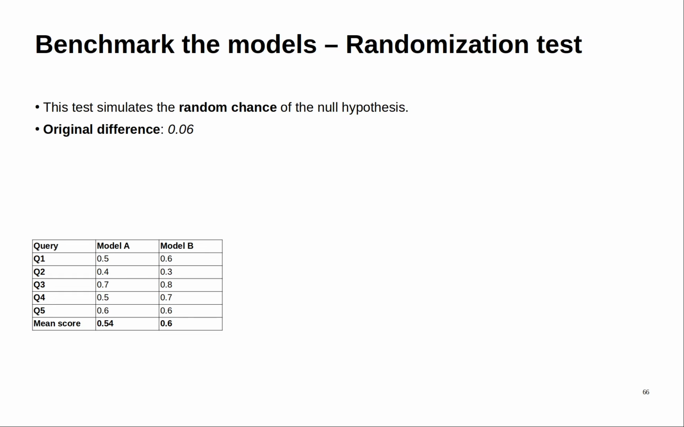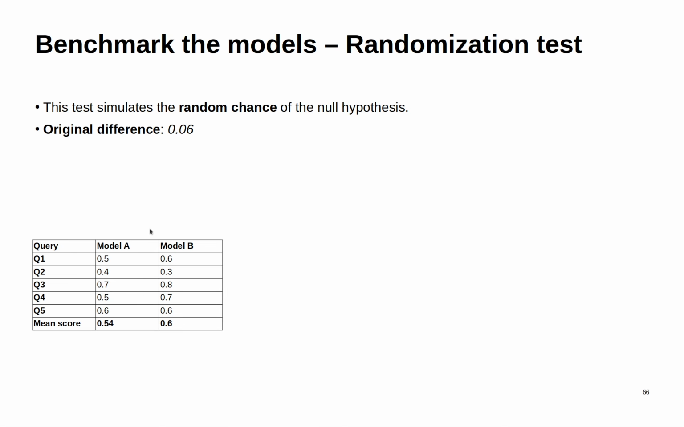Randomization test is a bit different. Let's see how it works. So this one, it simulates the random chance of the null hypothesis, because in the null hypothesis, we said that this difference is due to random chance. This test will try to simulate that. Let's see how that simulation is done.